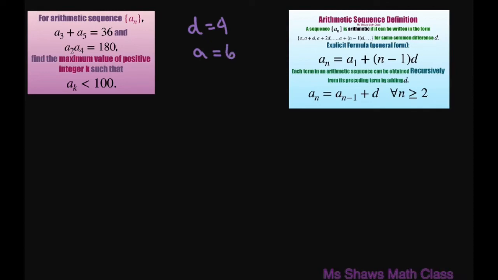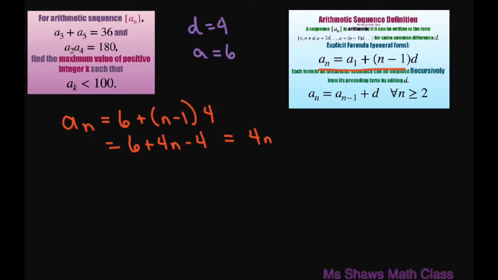Alright, so let's fill in our definition here. a sub n equals your first term plus n minus 1 times d. This equals 6 plus 4n minus 4, which equals 4n plus 2. Alright, so that's your nth term.